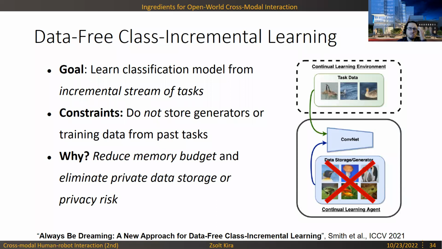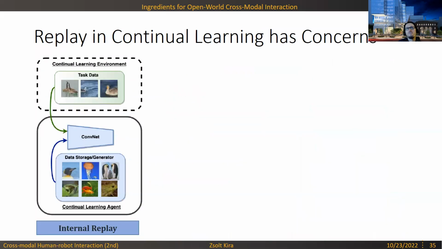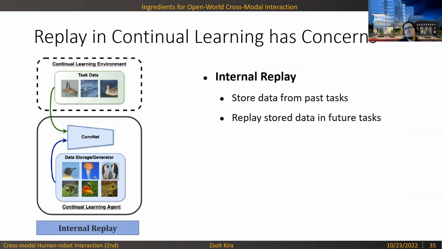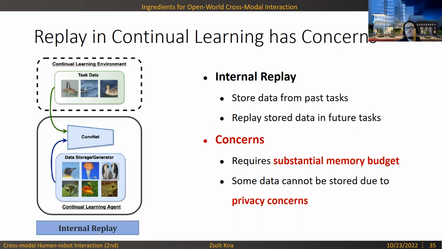And so there's a lot of reasons why you might want to not do this. For example, privacy. Sometimes if we're interacting with a human in the home, we may not want to store past data that may contain private information. And so again, we want to avoid this popular method of replay.